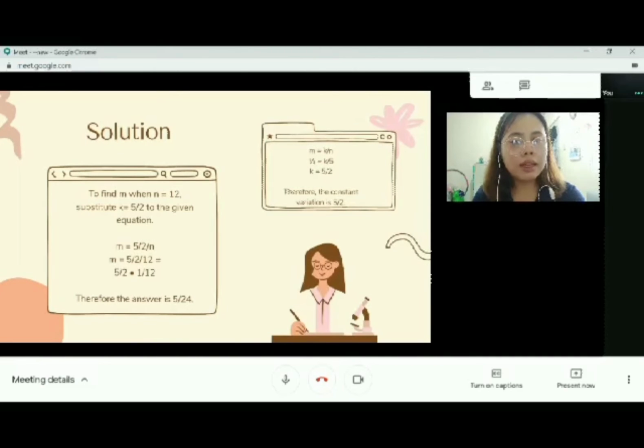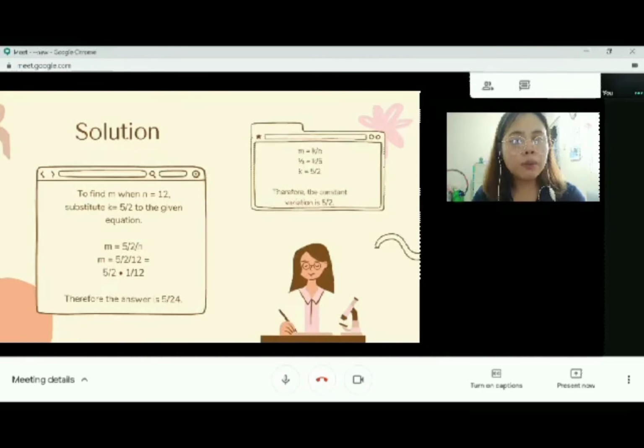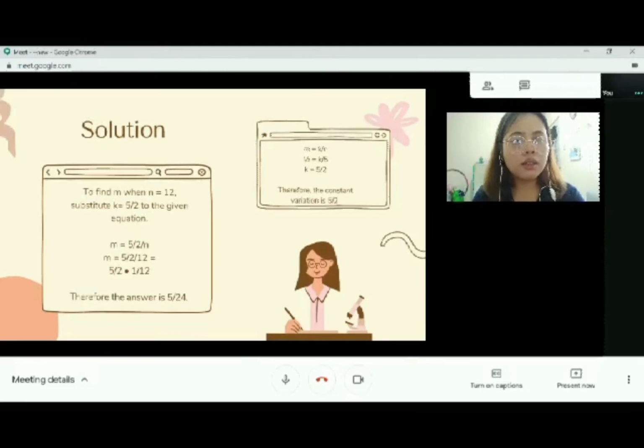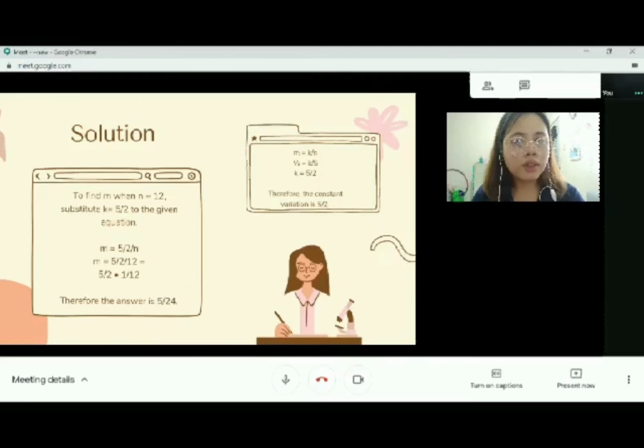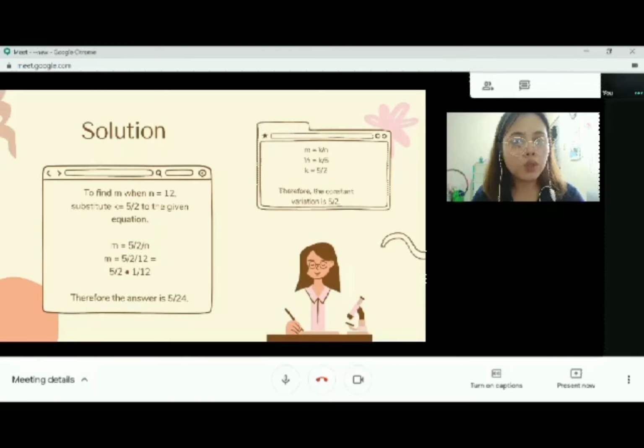When we multiply it, 5 over 2 multiplied by 1 over 12. So, what is the answer? Student number 4. 5 over 24, ma'am. Very good. So therefore, the answer is 5 over 24.